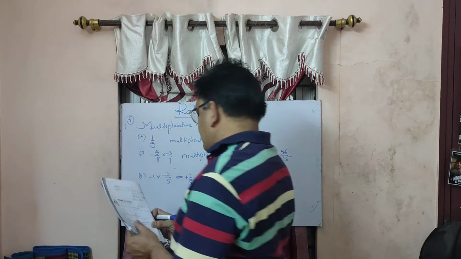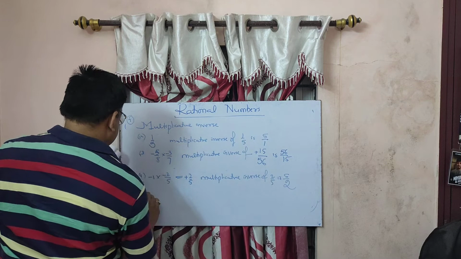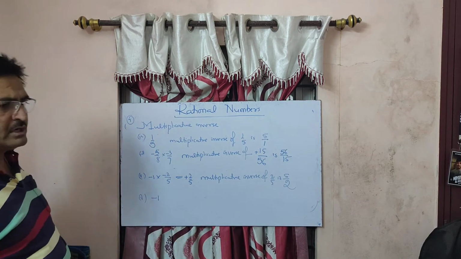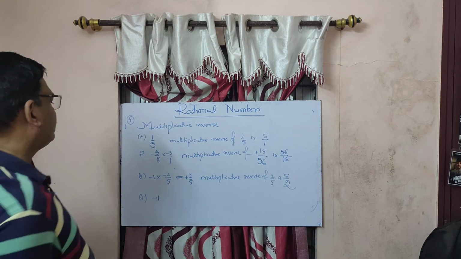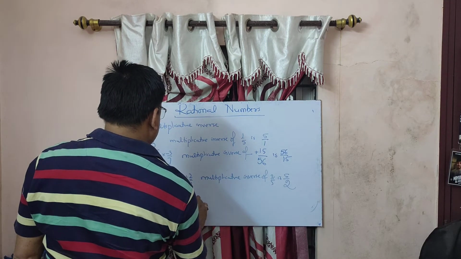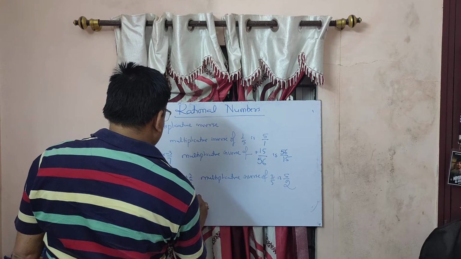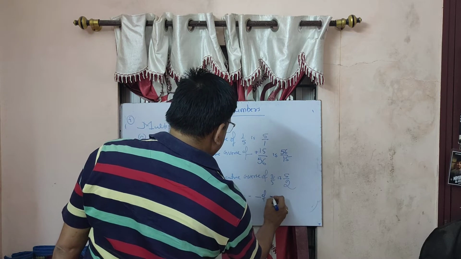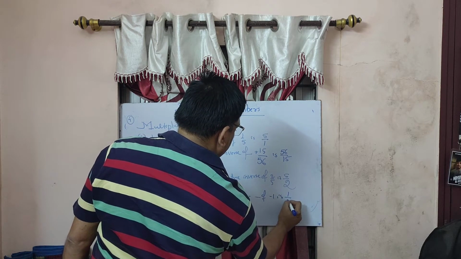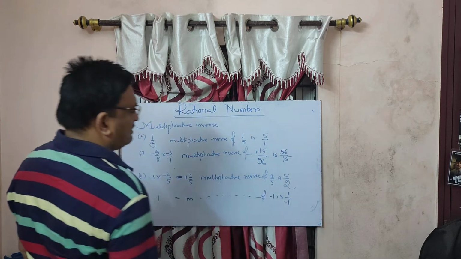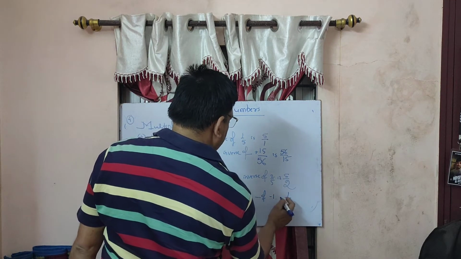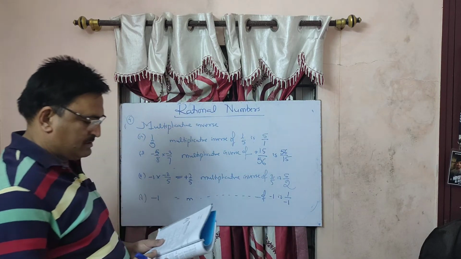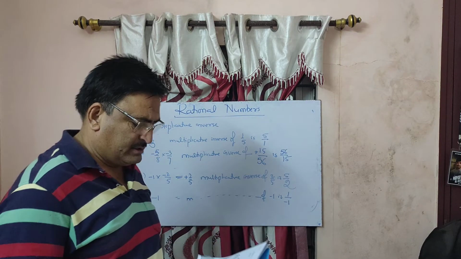The last one is minus 1. What will be the multiplicative inverse of minus 1? Can you tell me? So multiplicative inverse of minus 1 is 1 upon minus 1. So this is the way to do it.